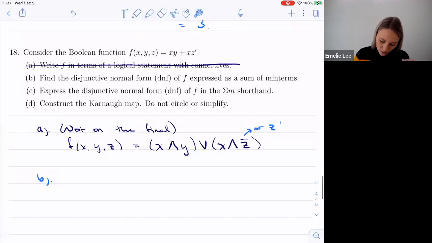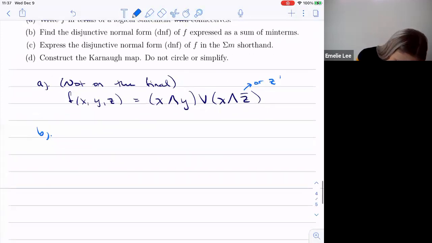Okay, so remember how we did that? We said, okay, well, each of these terms has to have an x, a y, and a z, right, in some form. And so we use that trick of multiplying by 1, using the fact that if we're missing a z, then z plus z not, or not z, is equal to 1. So I can multiply by z plus not z. So here's what that looks like.